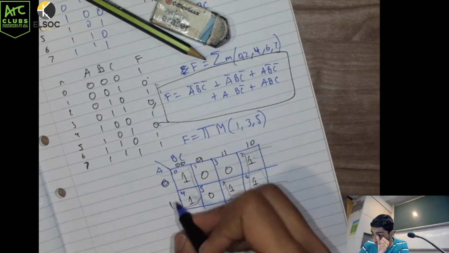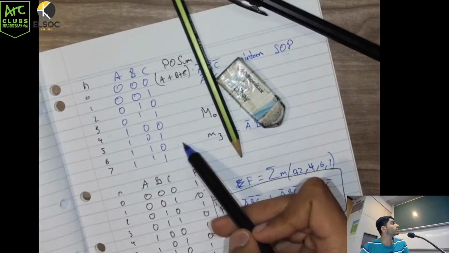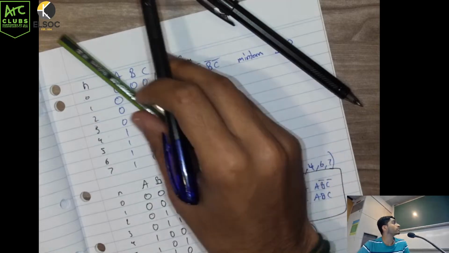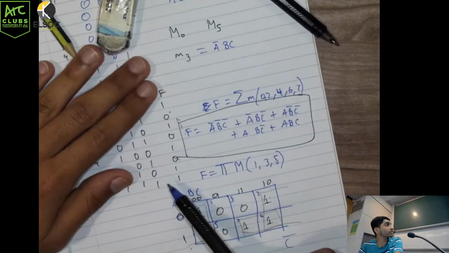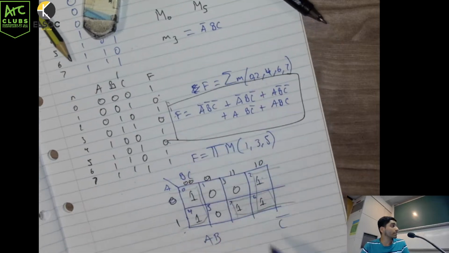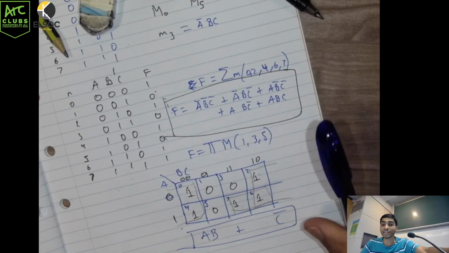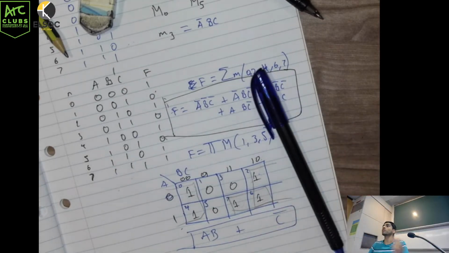So this final truth table, the very same one we drew up here, did I? No, I didn't. Oh, this one here, yeah. This same one, which we represented as this big sum of products, is actually equivalent to just AB plus C. Okay? This is a K-map simplification method. You should be well familiar with this.